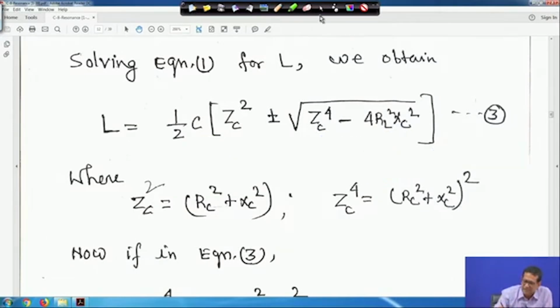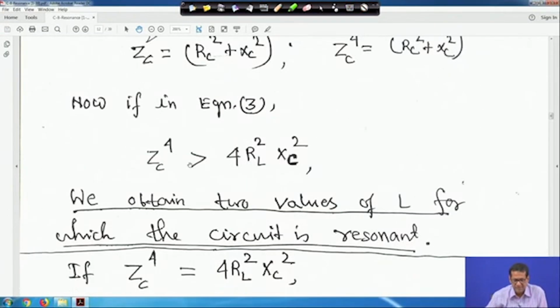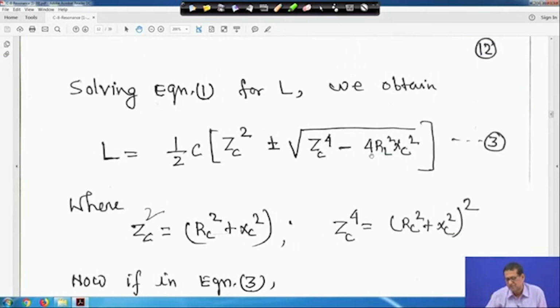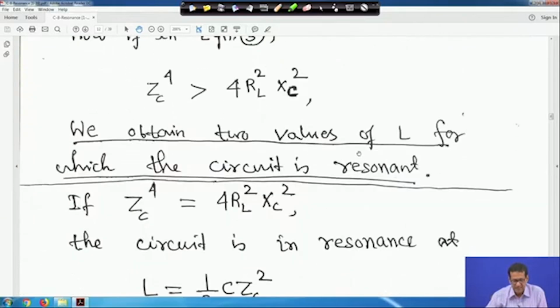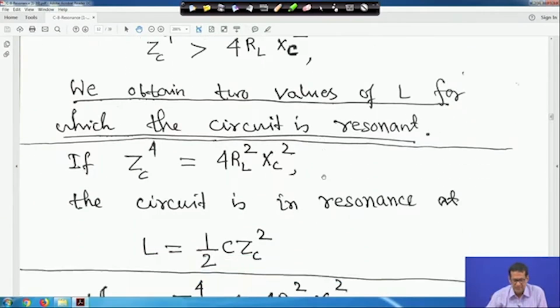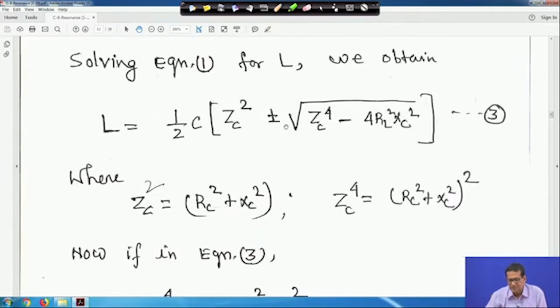So let me clear it. So that means, whatever I told, ZC to the power 4 has to be greater than 4 RL square XC square. The term under the square root has to be positive, right? So we obtain two values of L for which the circuit is resonant, right. Two values, because here plus minus is there.